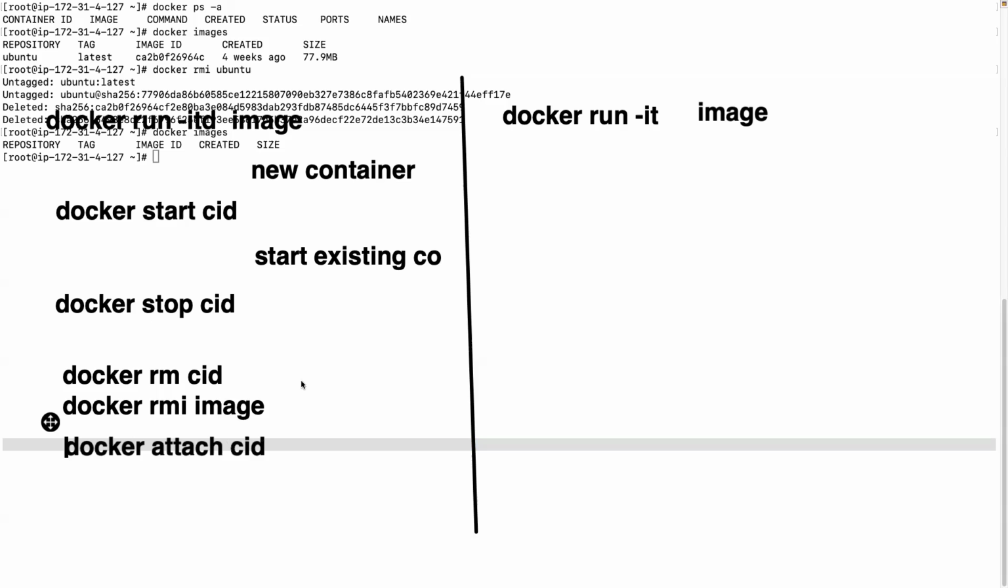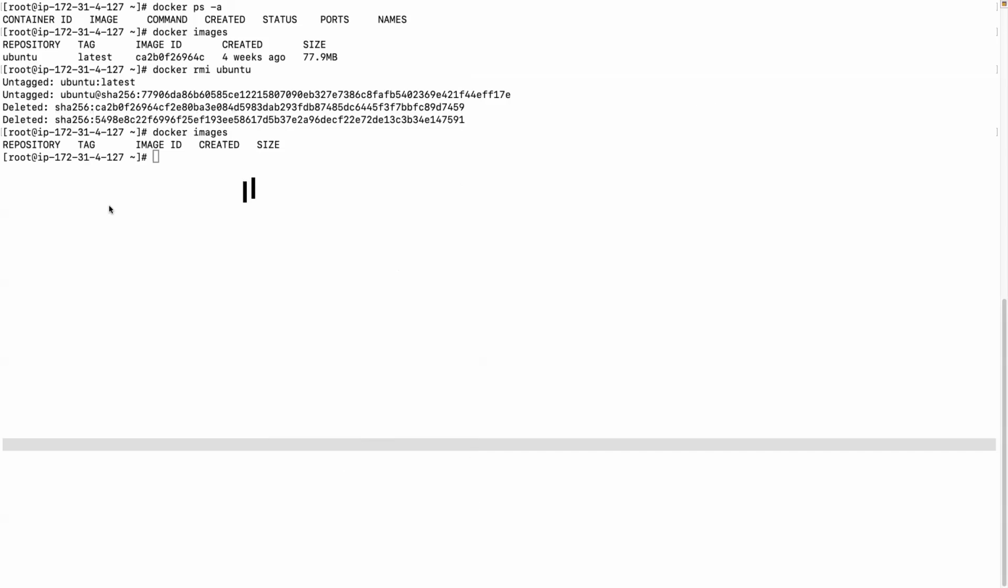And if you want to come out of here, exit or Control P and Control Q. With Control P, Control Q, the container will still be running. You come out of it. Exit means you come out of it and stop it. Are we good? Appreciate your quick responses. Is this much clear? Yeah. Okay. Thank you for confirming.